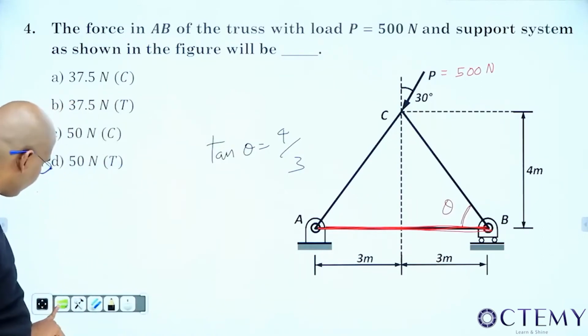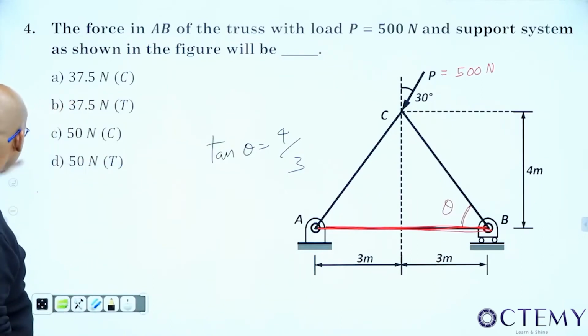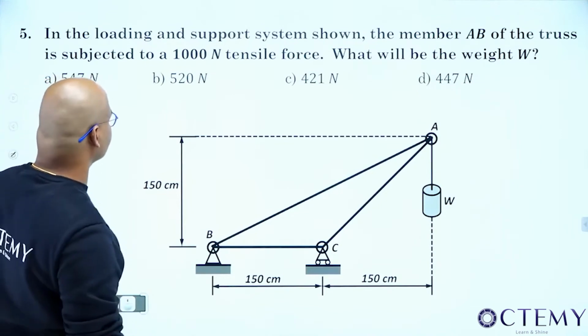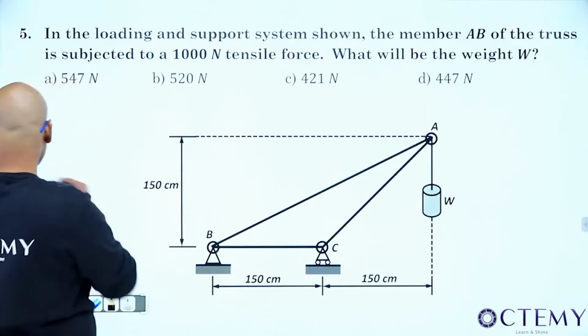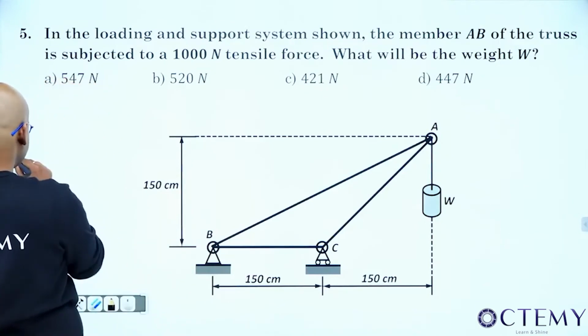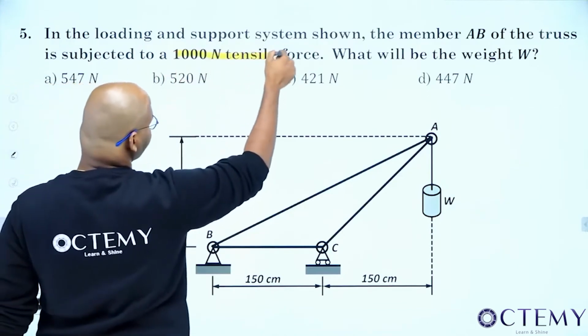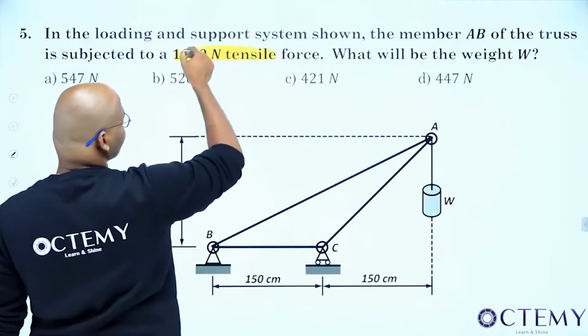Now one more problem. Now see. In the loading and support system shown, the member AB of the truss is subjected to 1000 newtons tension. Listen. Hurry. See, he has given 1000 newton tension. What's the meaning of this?